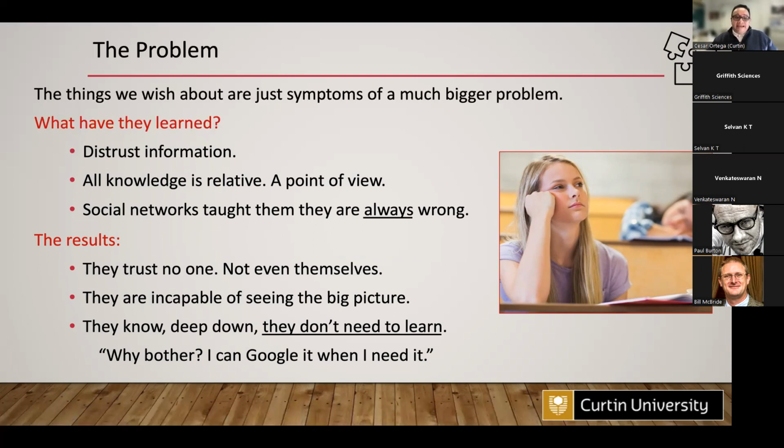Some of them know deep down they don't need to learn, or that they can't learn even. Why bother? I can Google it when I need it, right? So they have this idea that learning is access to information, and that's really, really bad.